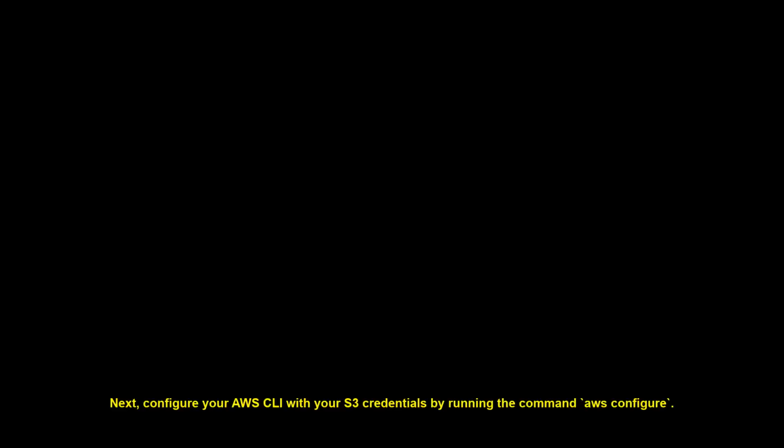Next, configure your AWS CLI with your S3 credentials by running the command aws configure. This will prompt you for your AWS access key ID, secret access key, preferred region, and output format.